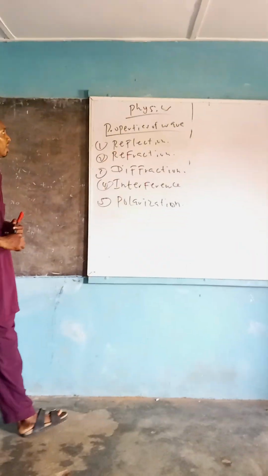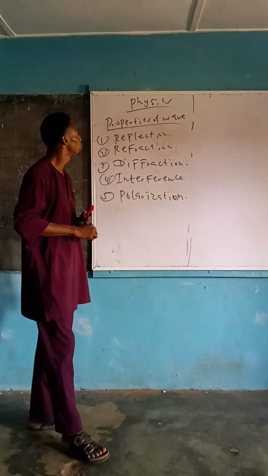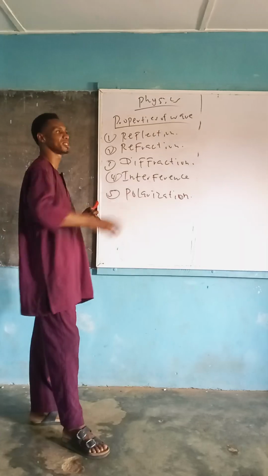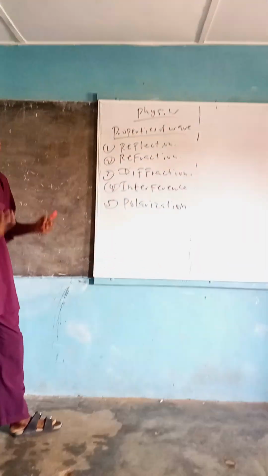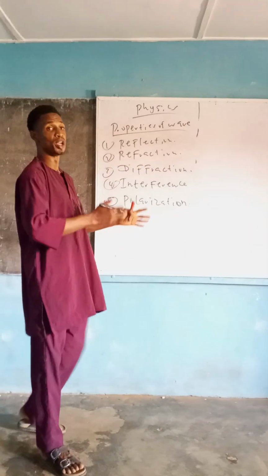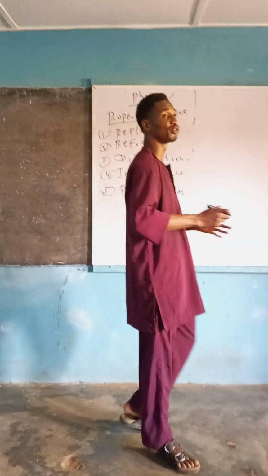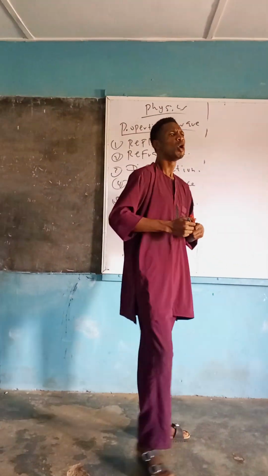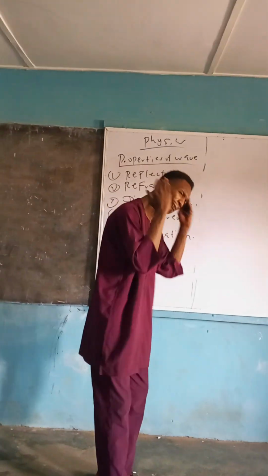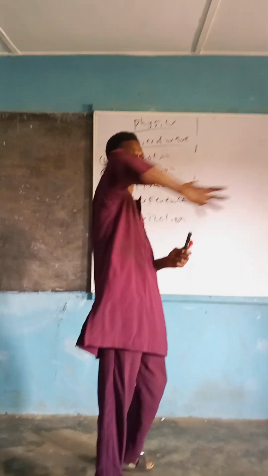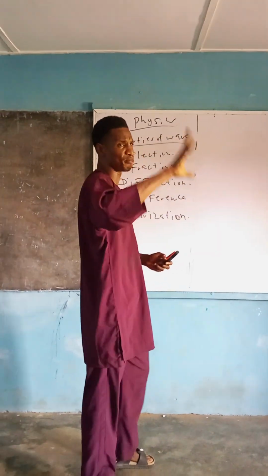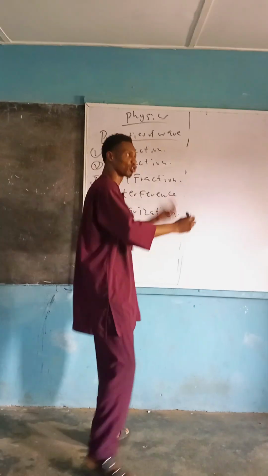In this online class, I'm still here to explain the properties of waves. We have discussed waves and the classification of waves. Now we are here to explain the properties of waves. What are those properties? Listen now. We have five properties of waves.